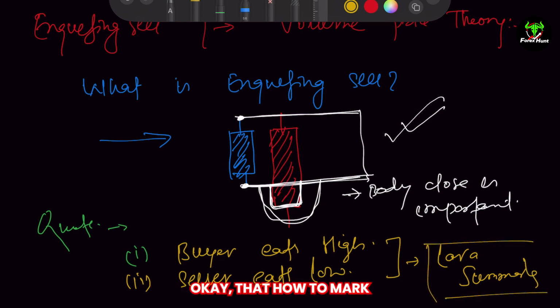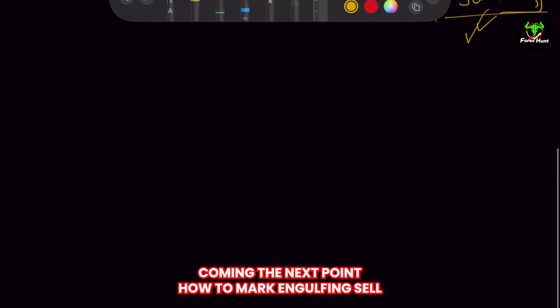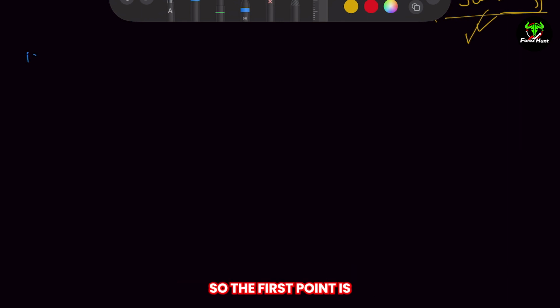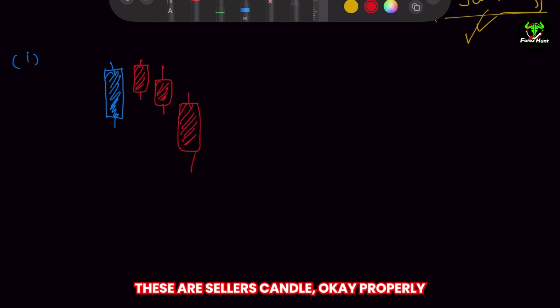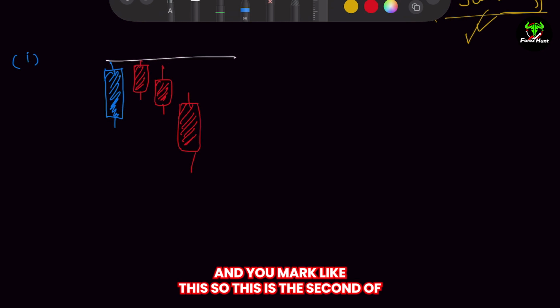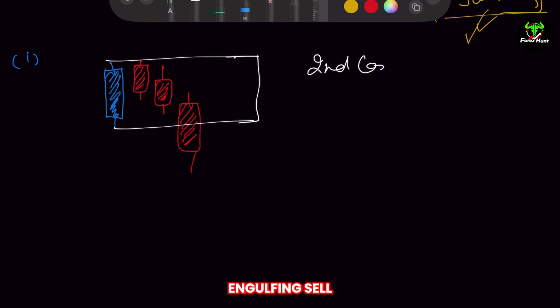That is how to mark engulfing buy and engulfing sell. So coming to the next point, how to mark engulfing sell. The first point is, this is a buyer's candle, and 1, 2, 3, these are seller's candles. Properly, and you mark like this. So this is the second case of engulfing sell.